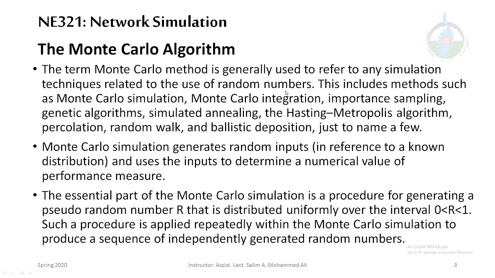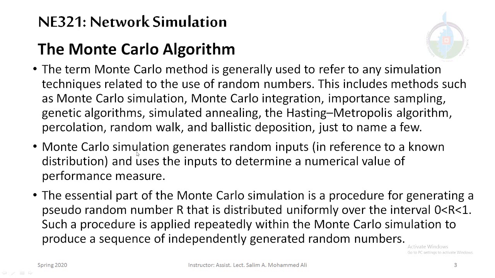This includes methods such as Monte Carlo simulation, Monte Carlo integration, importance sampling, genetic algorithms, simulated annealing, the Metropolis-Hastings algorithm, percolation, random walk, and ballistic deposition, just to name a few. These are some examples that use Monte Carlo simulation, or they are considered Monte Carlo simulation.